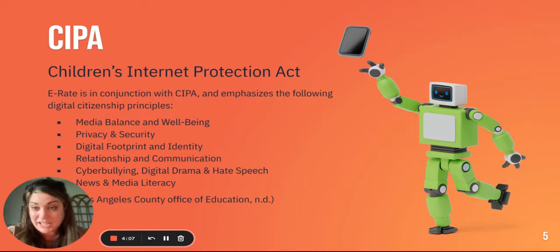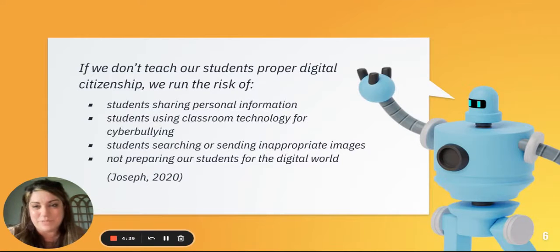Relationships and communication. How terrible has communication been since the internet for some people? Cyberbullying, digital drama, hate speech, news and media literacy. There's a lot of stuff that has come from the internet. And that's why all of these, like CIPA and E-rate and everything, have sprung to life out of necessity, because being a good digital citizen needs to be taught, and it needs to be taught explicitly. It's something that's not going away. So we need to make sure that we are at the forefront of that in our school.